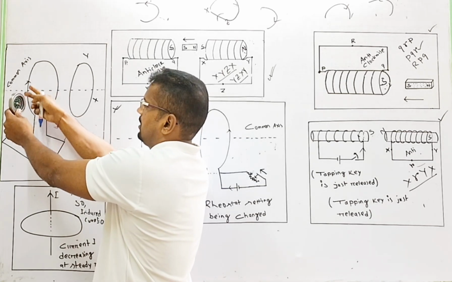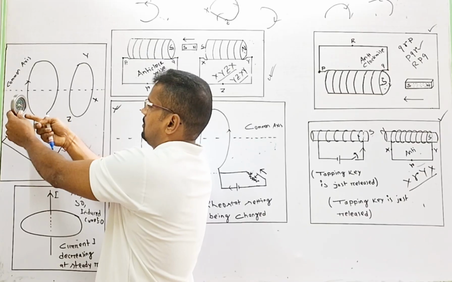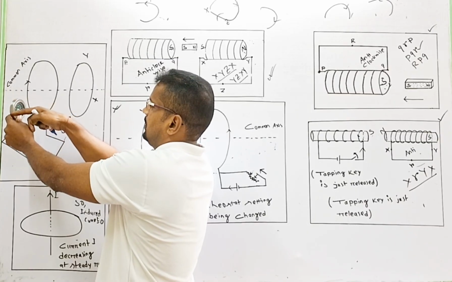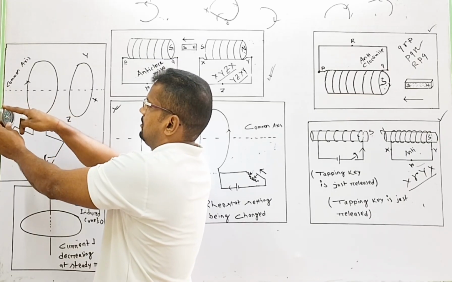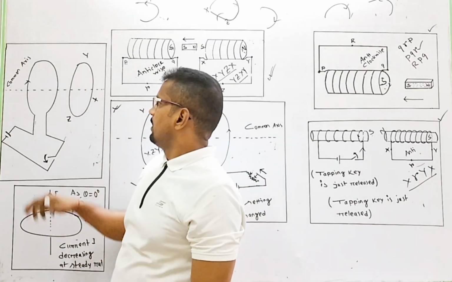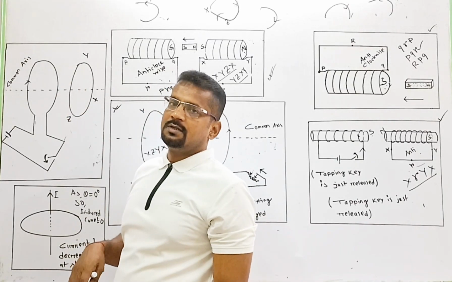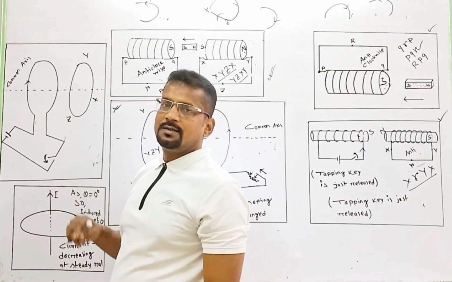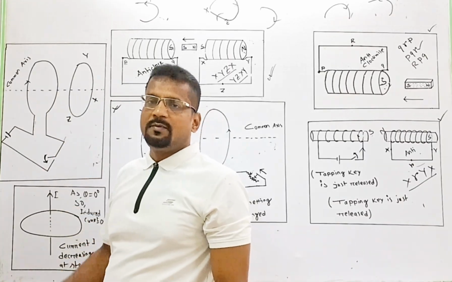Here you are observing it is upward. So current flows this way. So it is anti-clockwise direction. That means this face will be your north pole. Then in this coil what happens? Current is increasing, flux is increasing, so it will try to repel it.